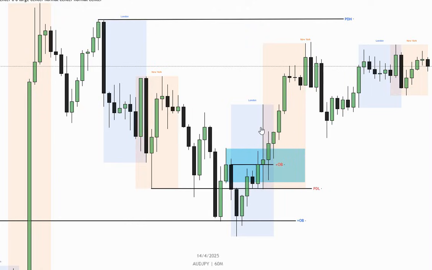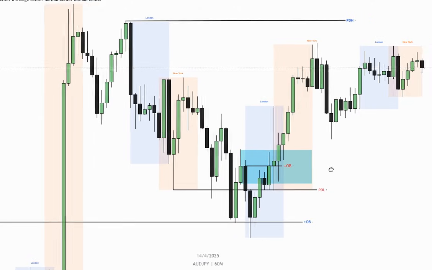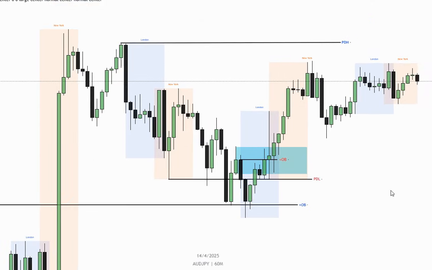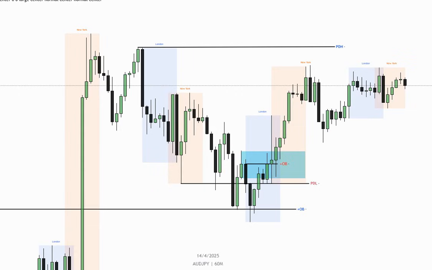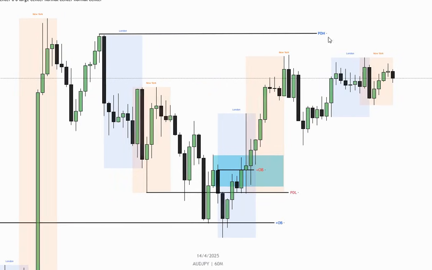Then during New York, what does price do? It comes back into this order block and breaker. Then price does what? Gravitates higher. The objective all the time, I hope, and each and every time now, you guys can tell what I'm doing. I'm targeting what? Session highs and lows, equal highs and lows, previous day's highs and lows.